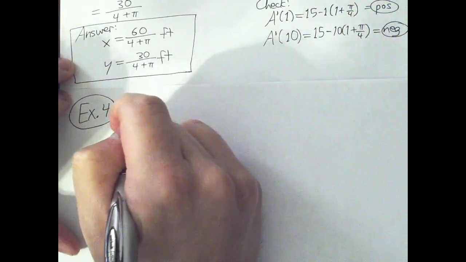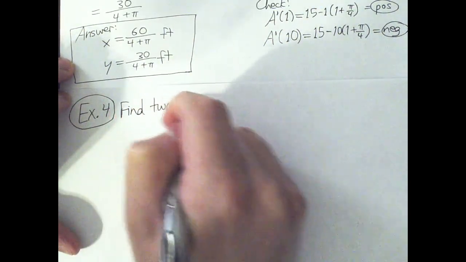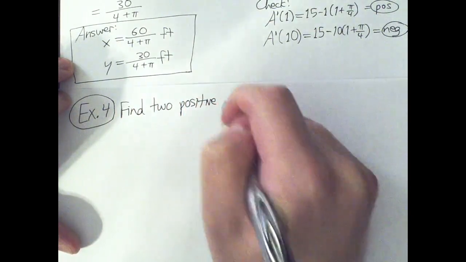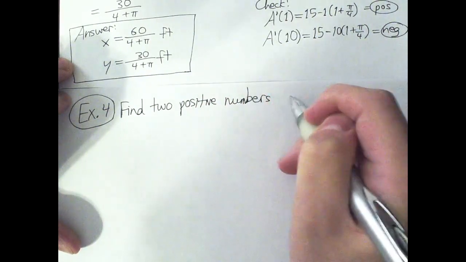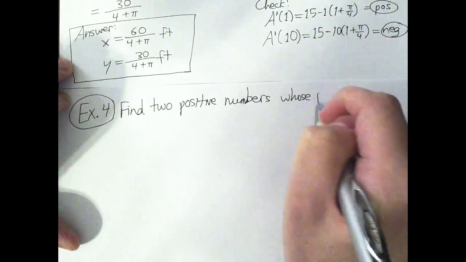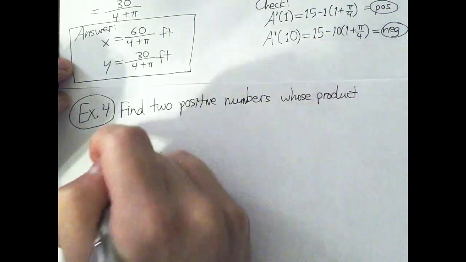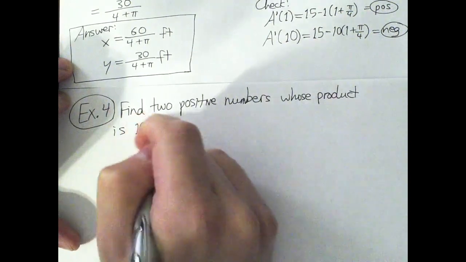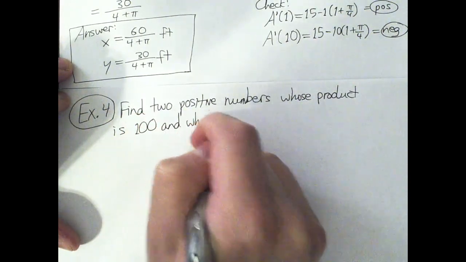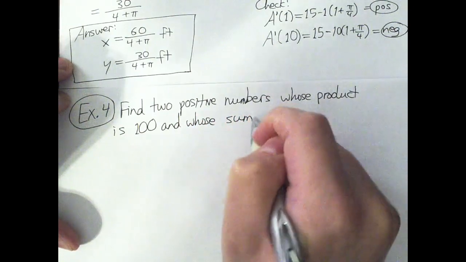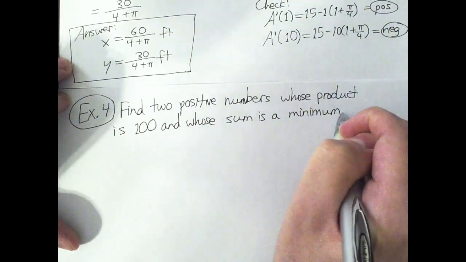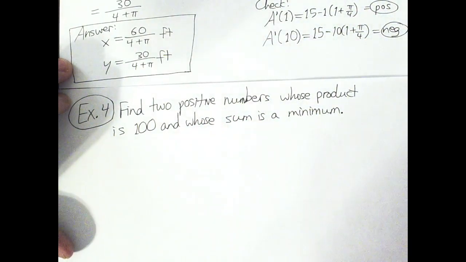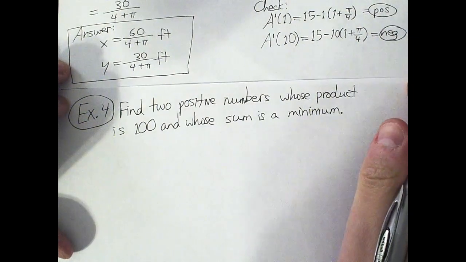So example 4 of an optimization word problem. It says, find 2 positive numbers whose product is 100 and whose sum is a minimum. You know what? I'll leave it up to you. If you would like to, you could pause and try to do this one, or you can just wait and I'll do it for us.